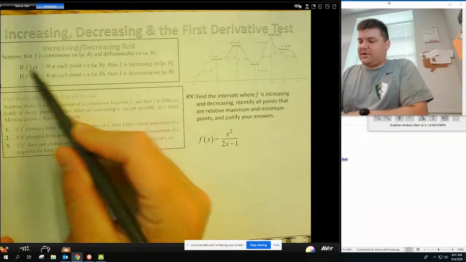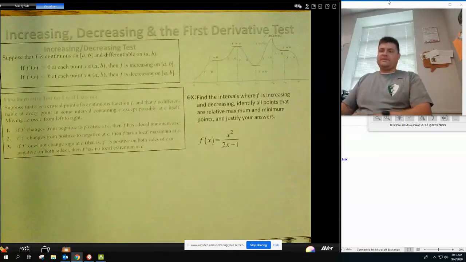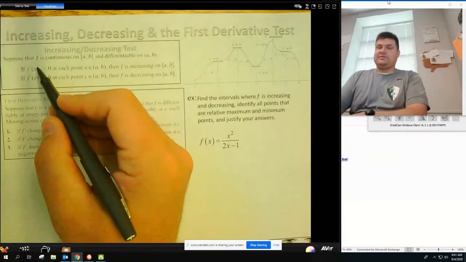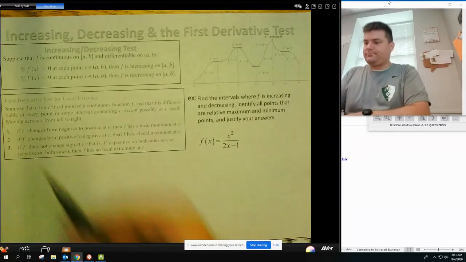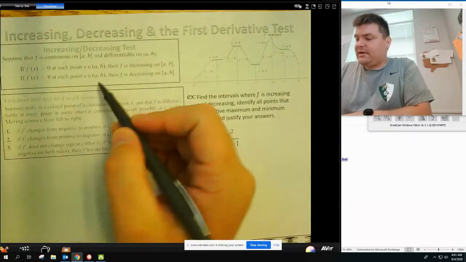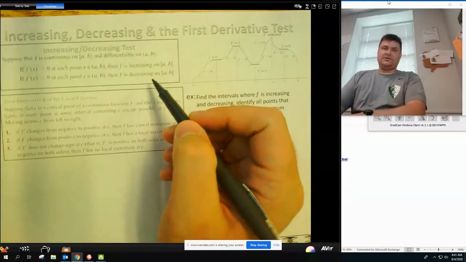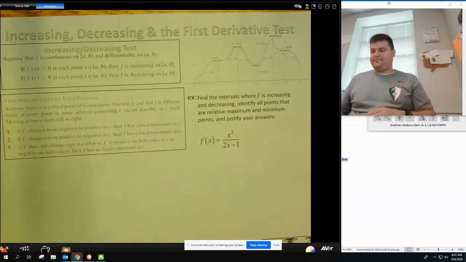If f prime is greater than 0, then it's increasing, which makes sense because it's saying if the slope is positive, it's increasing. If f prime is negative inside the interval, then it's decreasing. So again, all the slopes are negative.